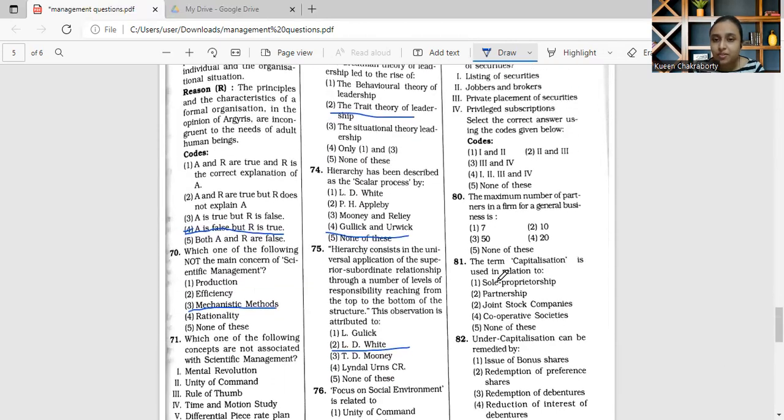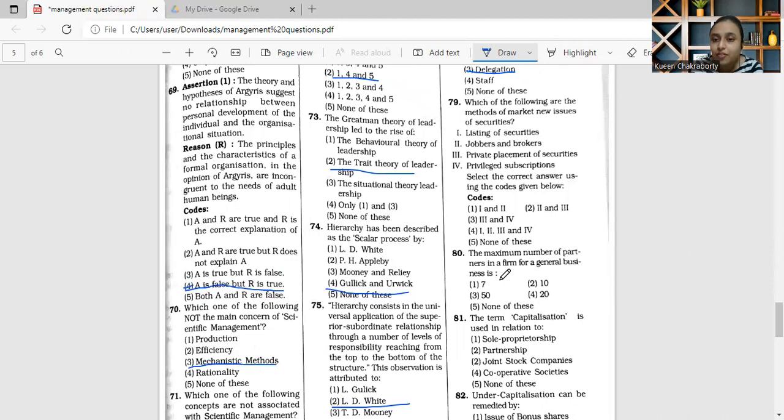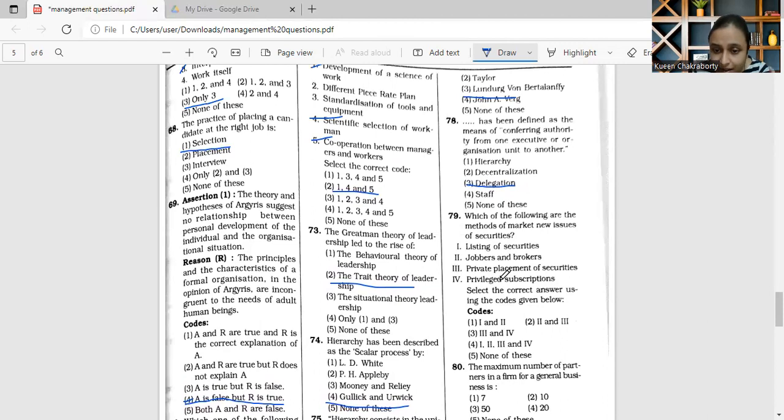Next, moving on to question number 79. Which of the following are methods of marketing new issues of securities? Listing of securities, jobbers and brokers, private placement of securities, privileged subscriptions. And we have a series of options, such as 1 and 2, 2 and 3, 3 and 4, 1, 2, 3 and 4, or none of these. Basically, 3 and 4 will be the correct answer. Previously I also discussed a similar kind of question, which is private placement of securities and privileged subscriptions.